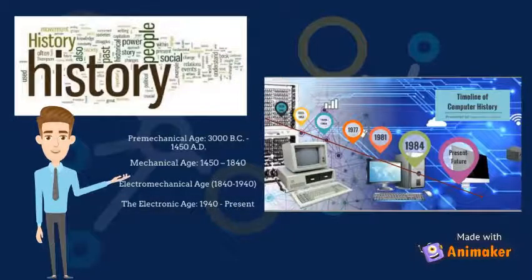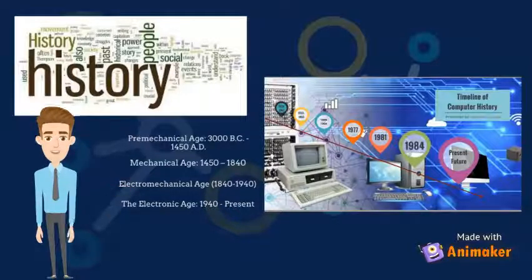Then we have the mechanical age, 1450 to 1840. The first age that bridges our current age to our ancestors. Use of machinery and tools is booming. New technologies were developed in this era due to an explosion of interest in computation and information. The term computer is first used to describe people who work with numbers. After that we have the electromechanical age, 1840 to 1940.